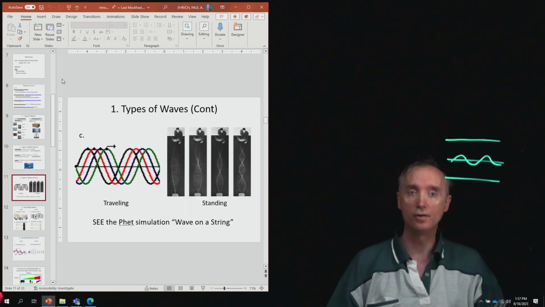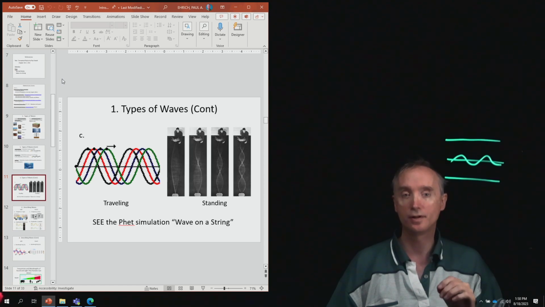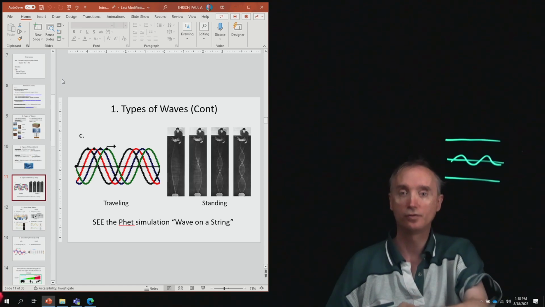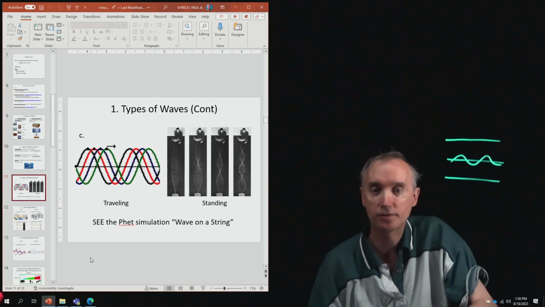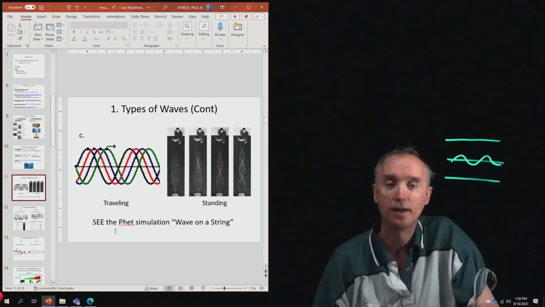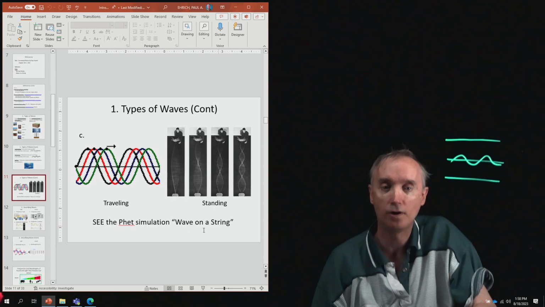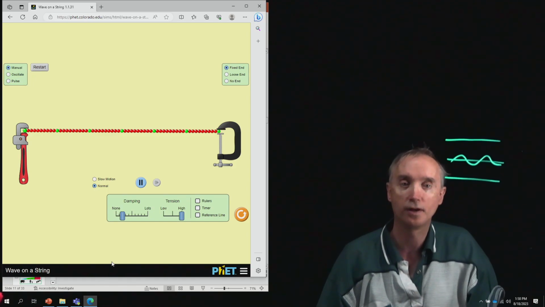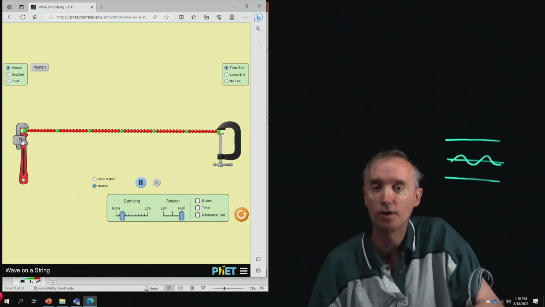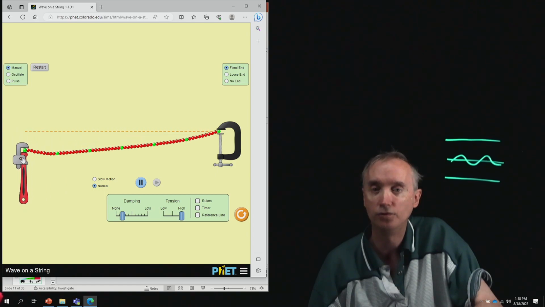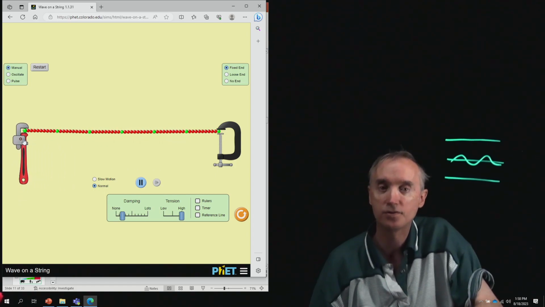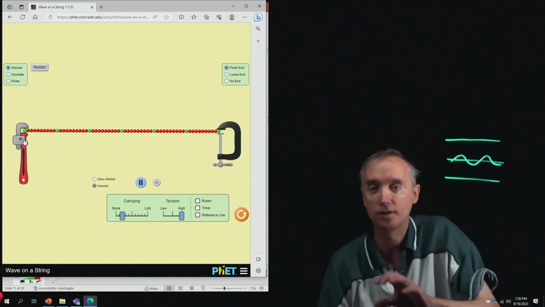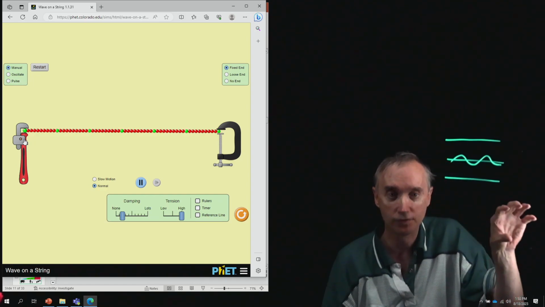Okay, and then another way of thinking about waves is in terms of, is it a traveling wave or is it a standing wave? For this, I have a PhET simulation. If you go to the internet and then go to PhET and then go to wave on a string, you're going to find this simulation right here where you can take this wrench and move it up and down. A traveling wave is going to be a pulse that travels down the wave.